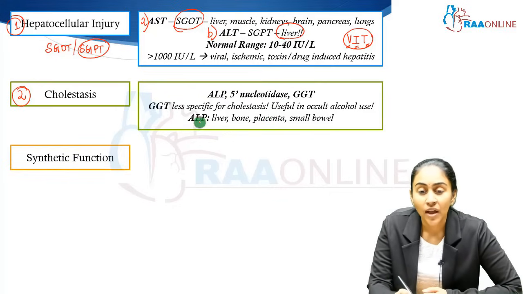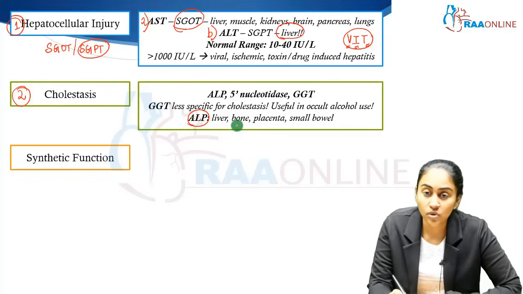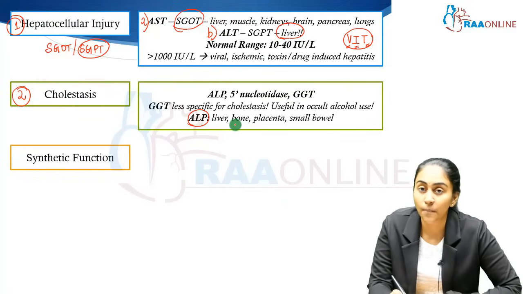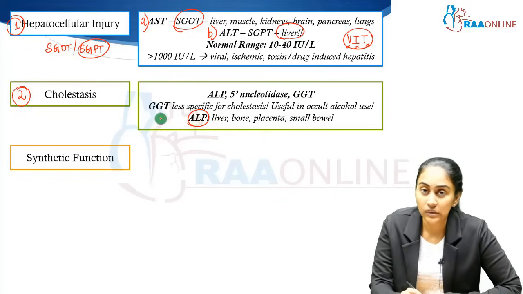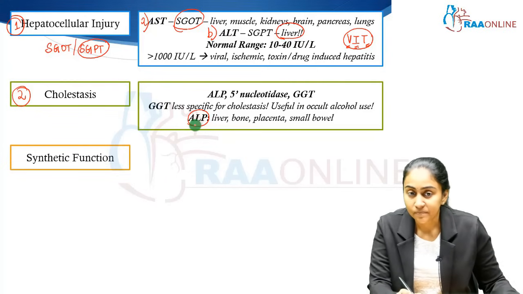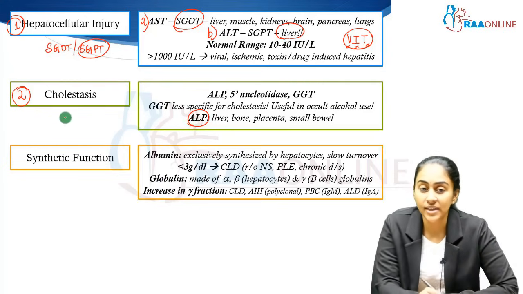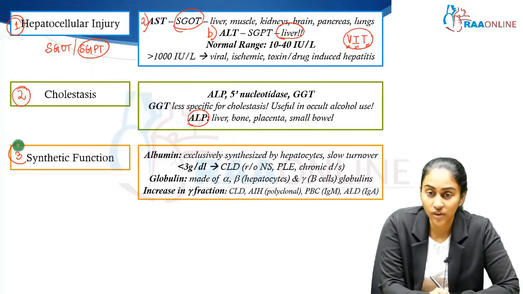alcohol use. Now remember that alkaline phosphatase, just like SGOT, is not produced by the liver alone. There are other sources of alkaline phosphatase like the bone, placenta and small intestine to a certain extent. So this is not very specific for cholestasis. So remember that. Then we come to tests of synthetic function of the liver.